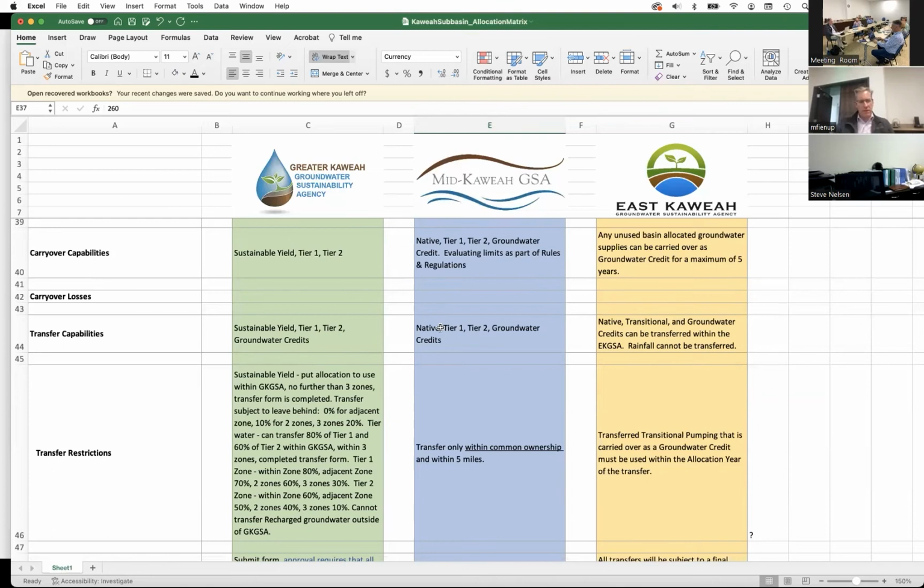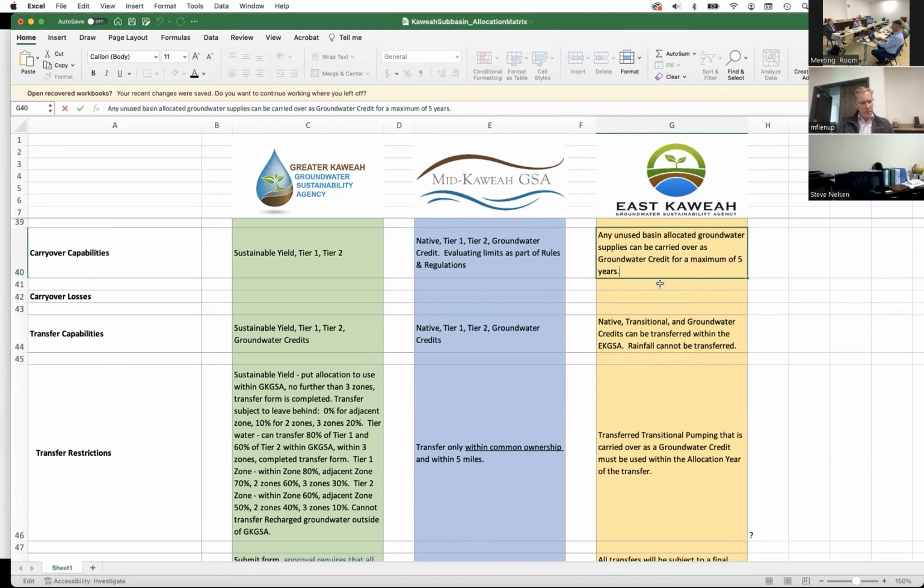Great. And then you mentioned here that there's a maximum of 5 years. Are there maximums on any of the others? For the native, the tier 1, tier 2, it's all 5 years, first in, first out. And then I think no losses on the carryover in East Kaweah, and I think Greater Kaweah has a 5-year limit plus a reduction in the first year. Yeah, on the native, and then the tier 1 and tier 2 have reductions every year.